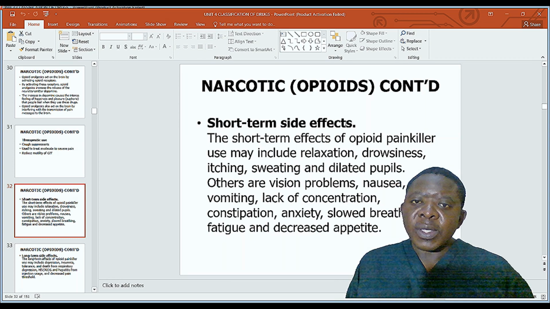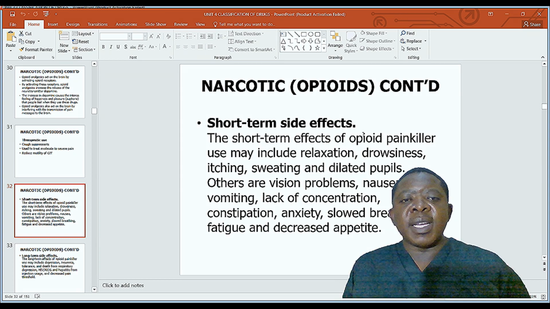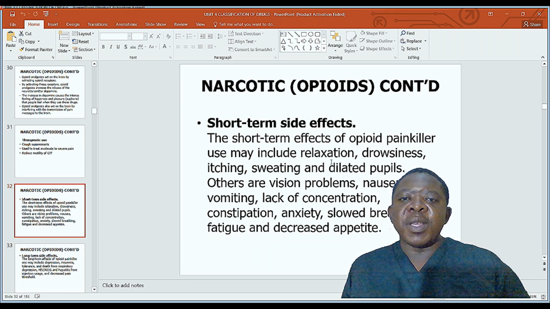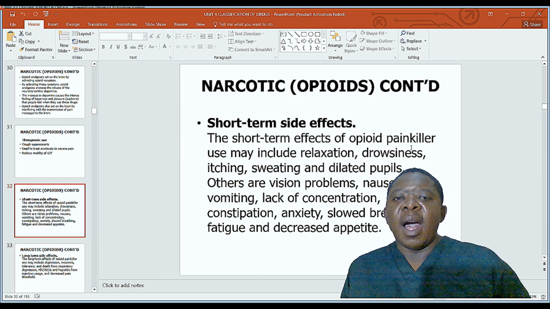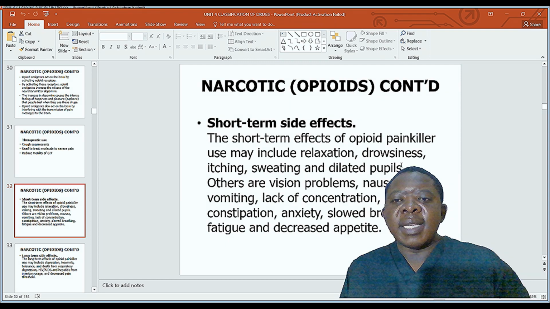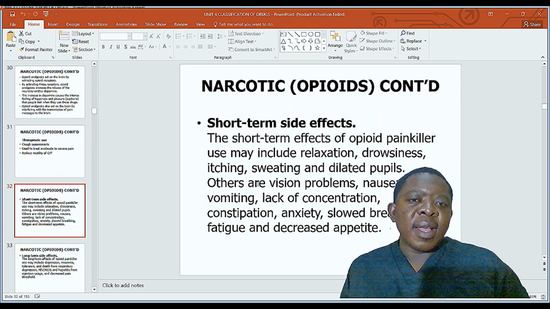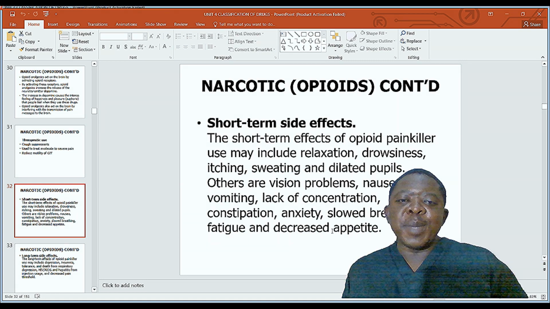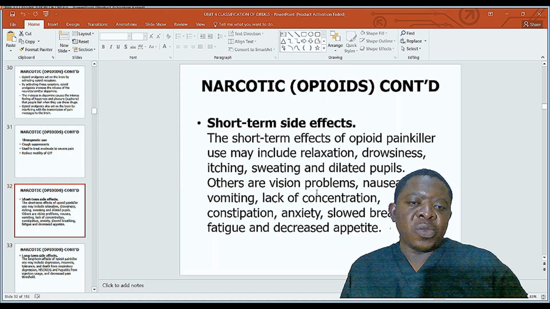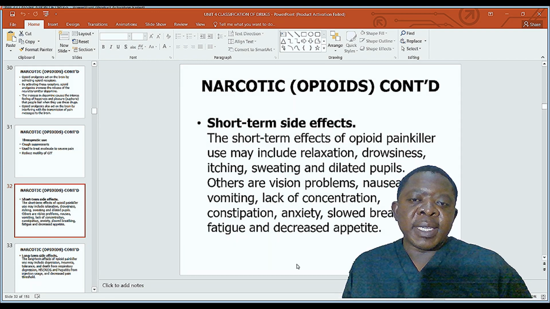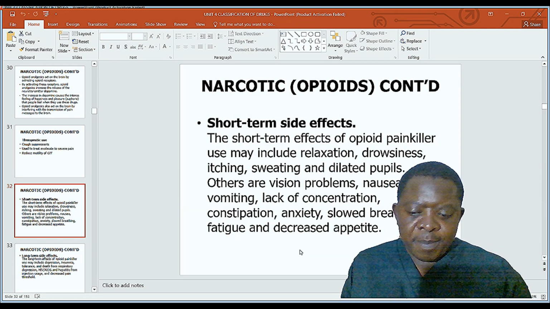Short-term side effects of narcotics include relaxation, drowsiness, itching, sweating, and dilated pupils. Others are vision problems, nausea, vomiting, and lack of concentration, constipation, anxiety, slowed breathing, fatigue, and decreased appetite.